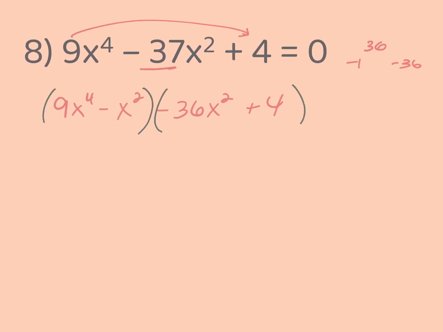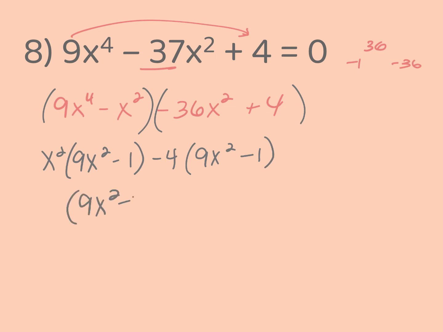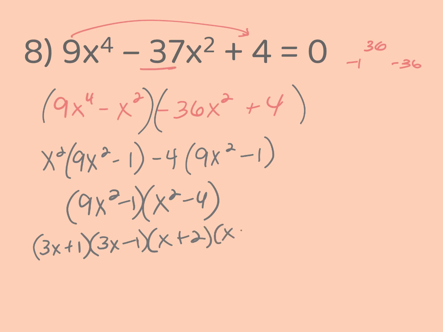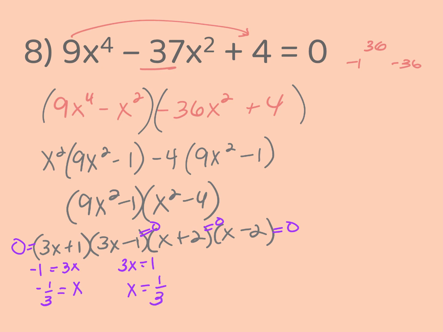Now, group it. I could take out an x squared here, and I get 9x squared minus 1. I can take out a negative 4 here, and I get 9x squared minus 1. I get 9x squared minus 1 times x squared minus 4. Now what? Continue factoring. Good. They're both differences of squares, right? This would be 3x plus 1, 3x minus 1. This would be x plus 2 and x minus 2. Then split and solve. I'd get 3x equals negative 1, x equals negative 1/3, 3x equals positive 1, x equals positive 1/3, x equals negative 2, and x equals positive 2.